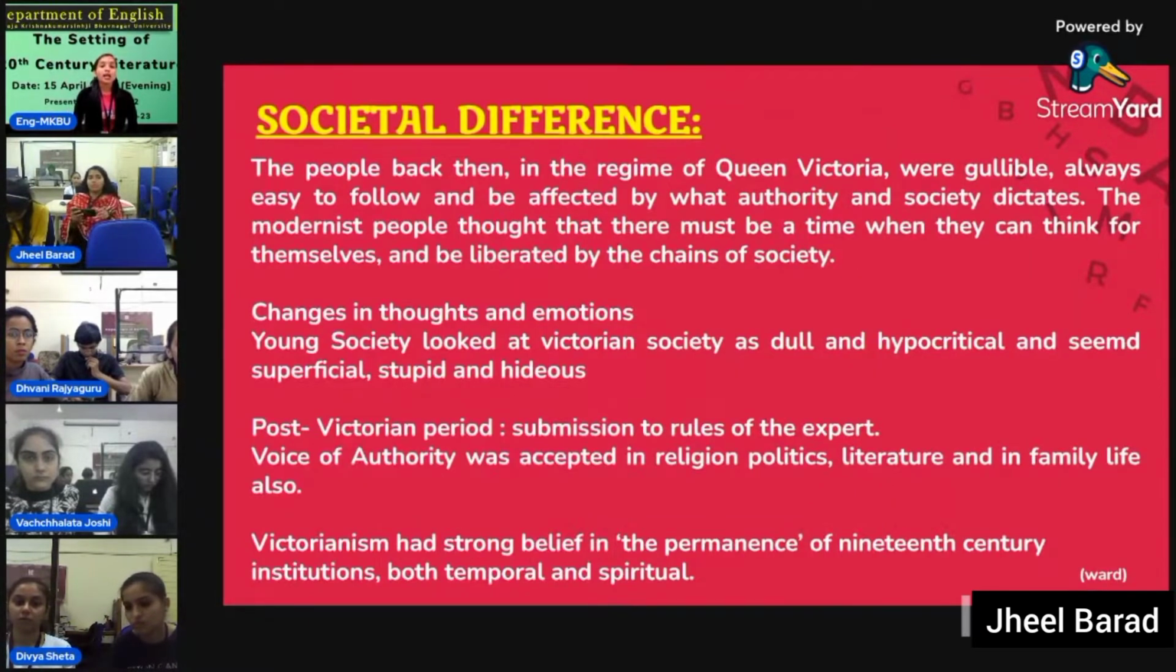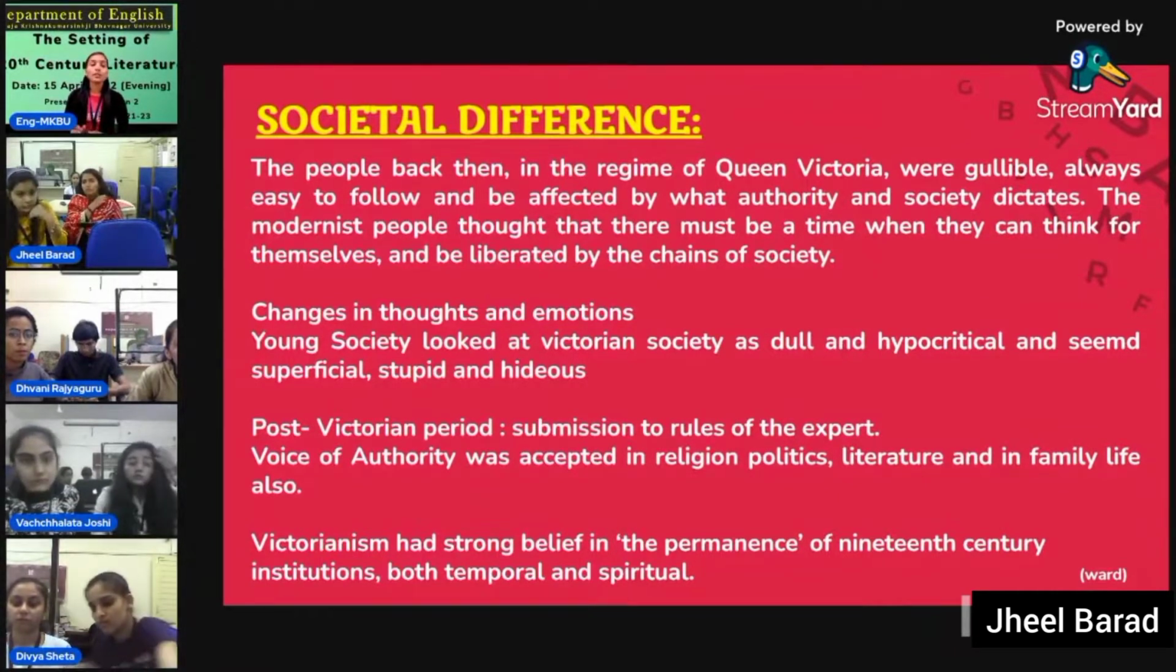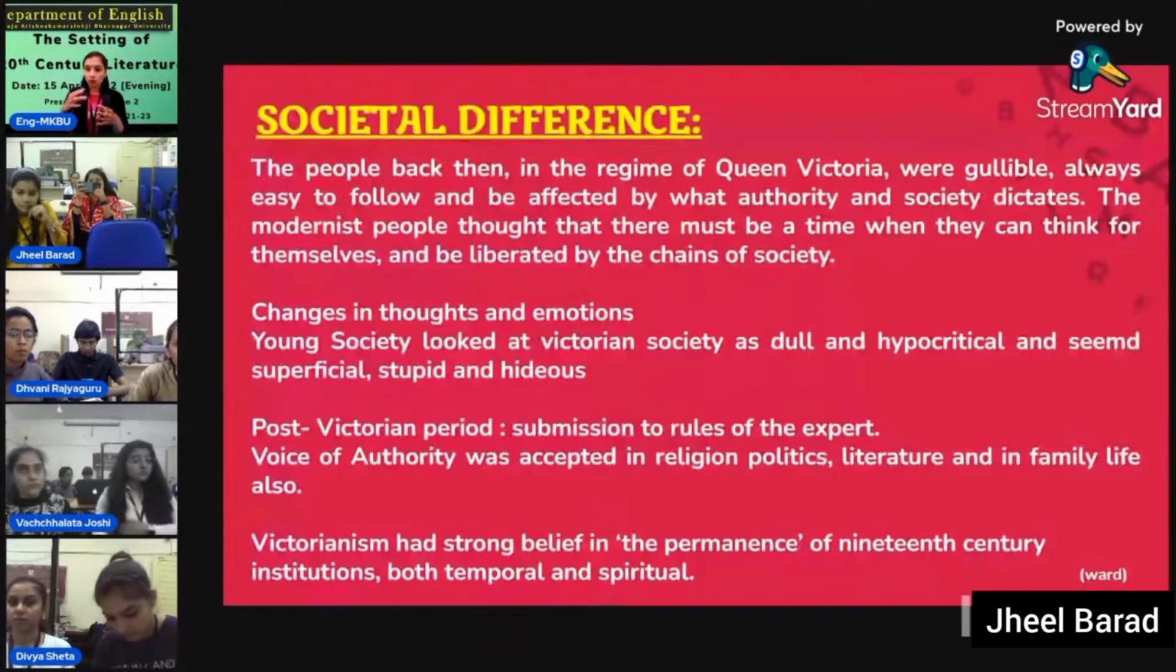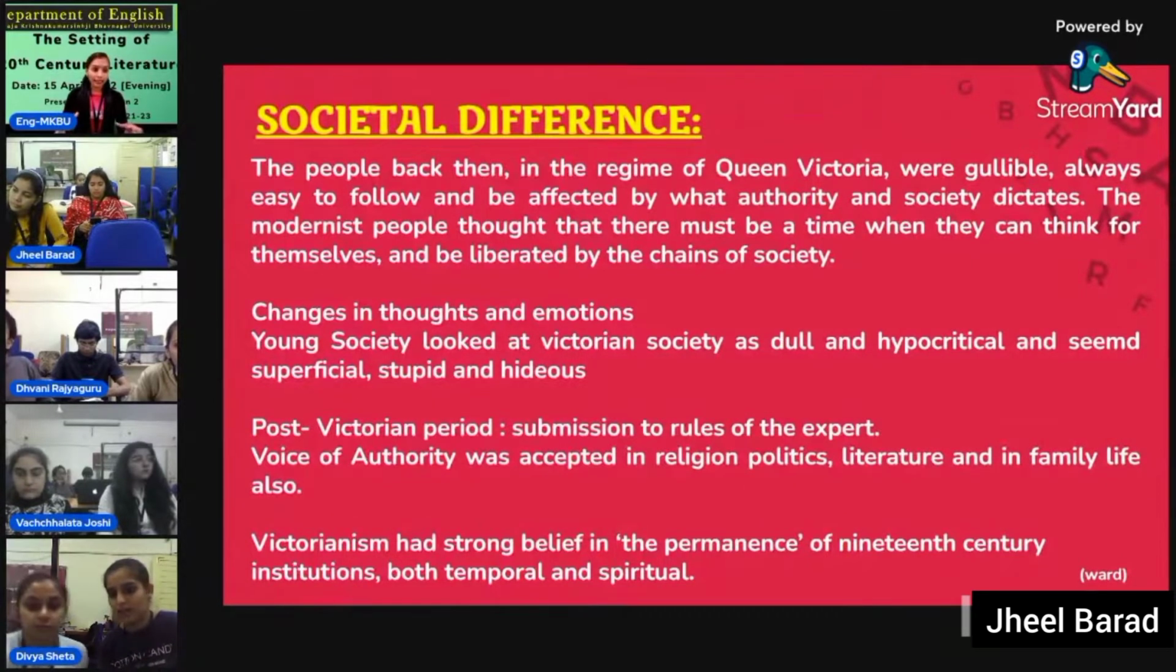Societal difference. The people of the Victorian age were considered to be gullible. They were people who could be easily controlled. They used to come under the voice or control of authority and society's dictates. They were easy to bind in anything. They could be controlled through words. They were driven towards the activity that authority wanted them to do.